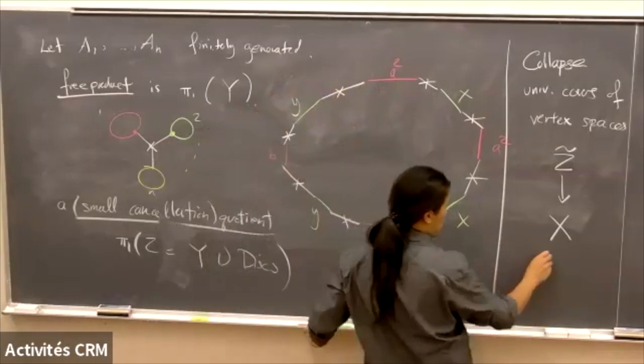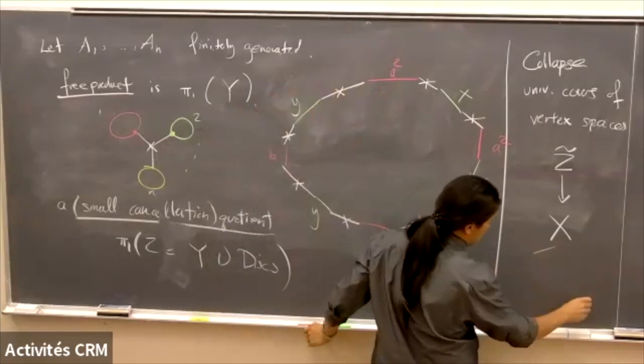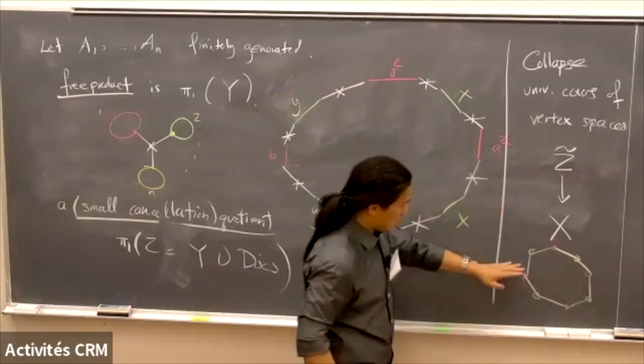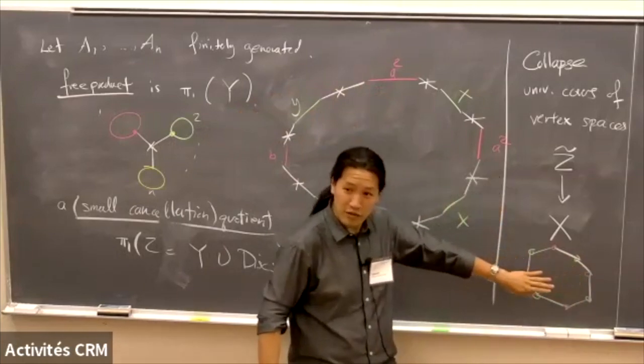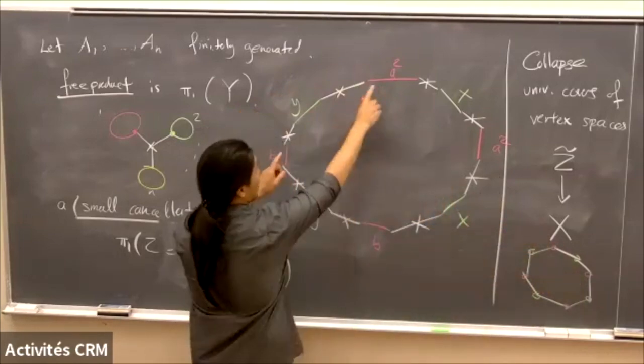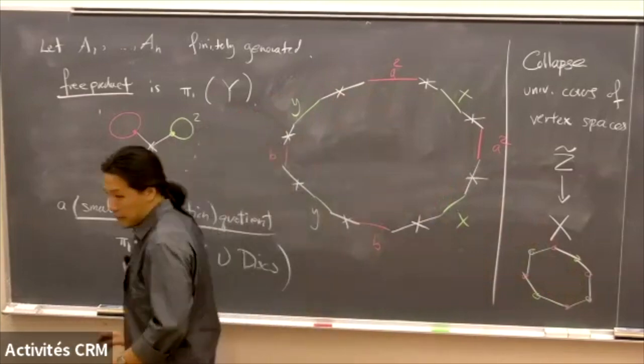Okay, so let me see if I can draw that. And if you really want to think about how, since you love labeled disks, you can imagine labeling the corners by the edge that you collapsed. Okay.